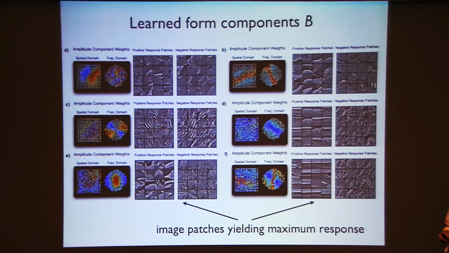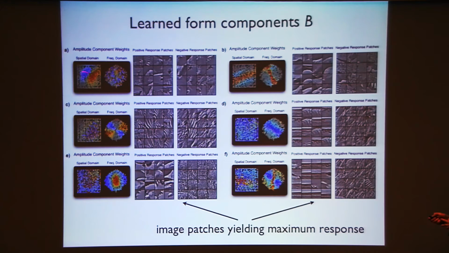Okay. So let's first go through the form components, these weights B, which are basically learning from the amplitudes of these complex basis functions in the first layer. And this is just showing you a sampling. There are about 100 basis functions that are learned in the second layer. So we're just showing you six of them here, kind of anecdotally, but they're representative of the variety of different functions that we see in the population that are learned.